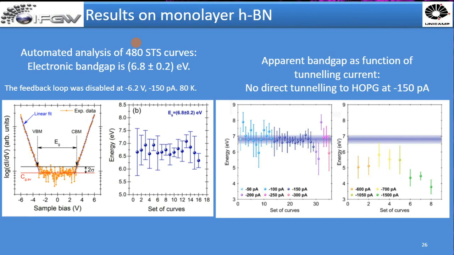And we could see that if we use the current a little bit too high or a little bit too low, we start to see problems about statistics or about interaction with the HOPG underneath. But there's a large current range in which everything works perfectly. And it was in this range that we acquired these curves. And we could see this 6.8 electron volt gap.